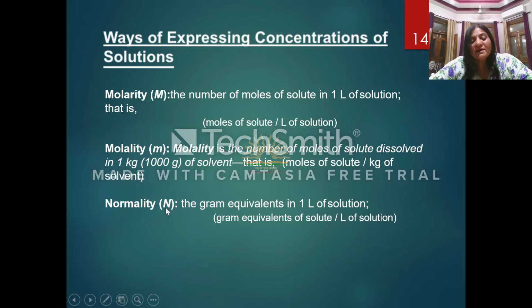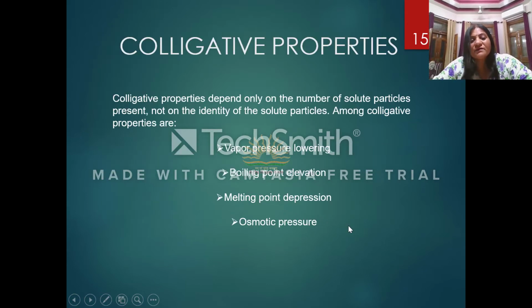Normality is denoted by capital N, and it is the gram equivalents of the solute present in 1 liter of the solution. How can we calculate the gram equivalents? It is the mass of the solute divided by the equivalent mass, based on the number of electrons exchanged in the particular chemical reaction. So normality is the gram equivalents of the solute dissolved in 1 liter of the solution or 1000 ml of the solution.